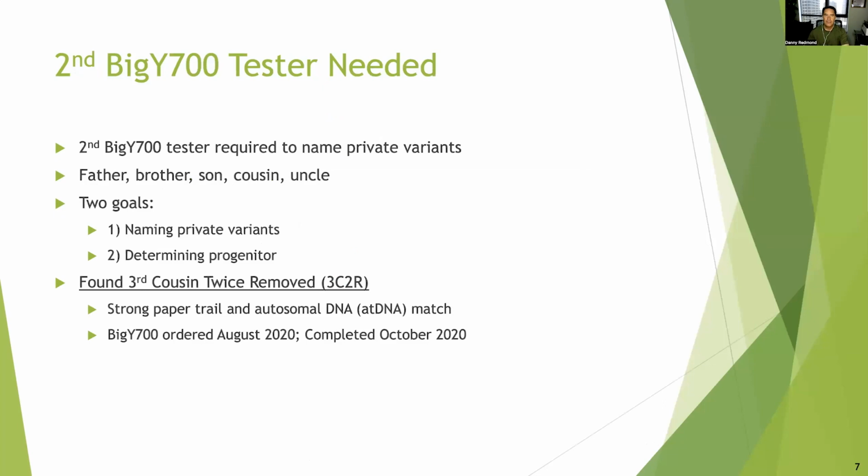So what I needed to do in order to actually name them, to actually get them onto the haplotree, is to find a second tester. And that could be anybody. It could be your father, your brother, cousin, uncle, son. And there's 2 goals. One is naming the private variances, actually giving them an actual name. And then for me, it's determining who the progenitor is, or who the person was that first created that SNP.